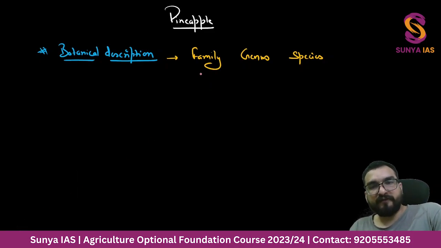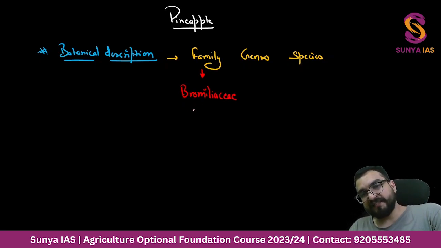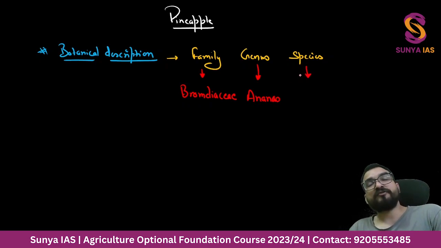So over here, the family of pineapple is Bromeliaceae. Bromeliaceae. This is E over here, not I. Bromeliaceae. Genus is Ananas. That's why pineapple is also known as ananas. Species Comosus.